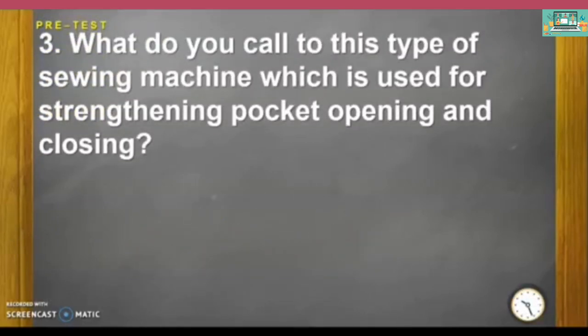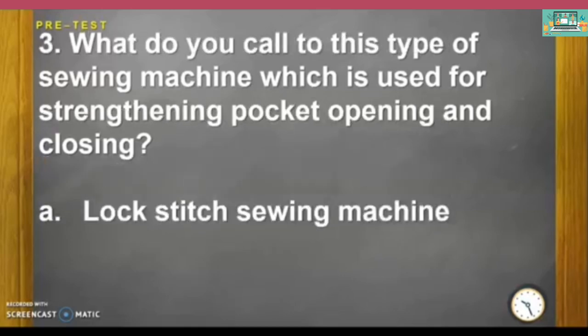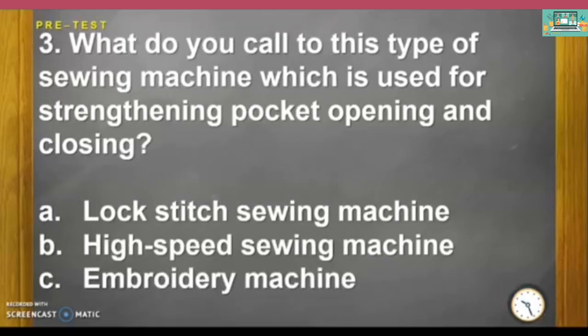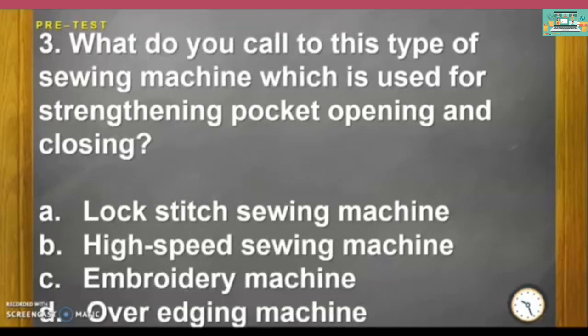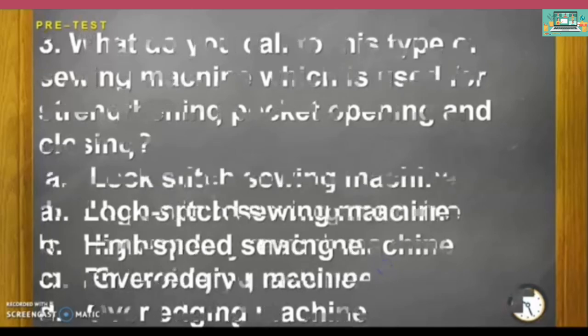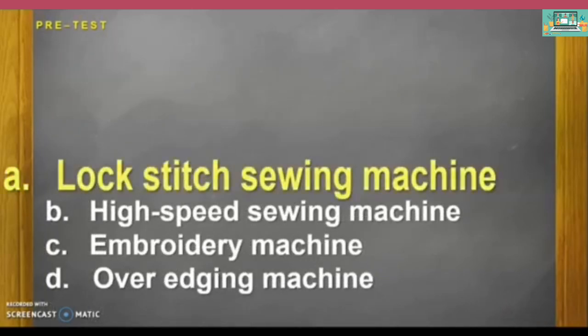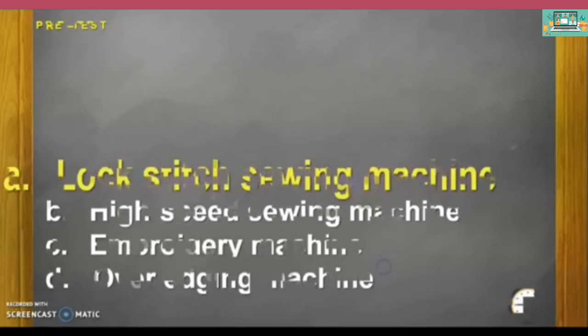Number 3. What do you call this type of sewing machine which is used for strengthening pocket opening and closing? A. Lock stitch sewing machine, B. High-speed sewing machine, C. Embroidery machine, D. Over-edging machine. The correct answer is A. Lock stitch sewing machine.